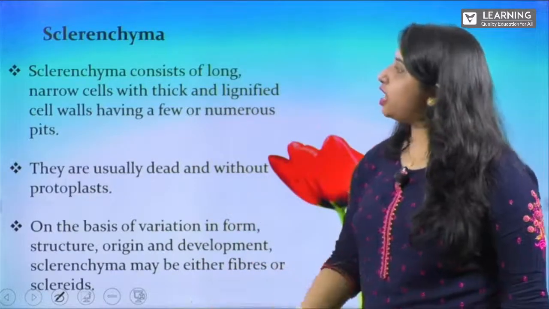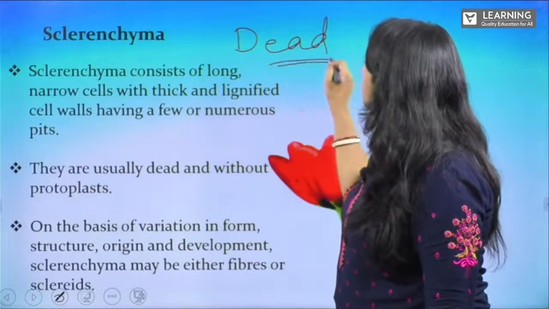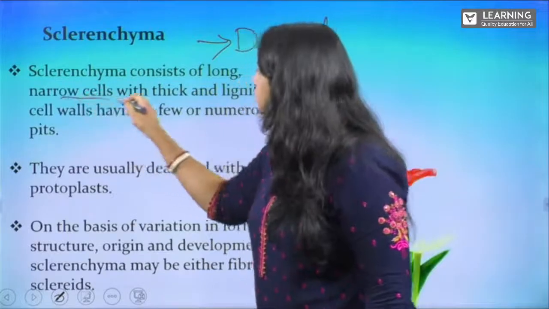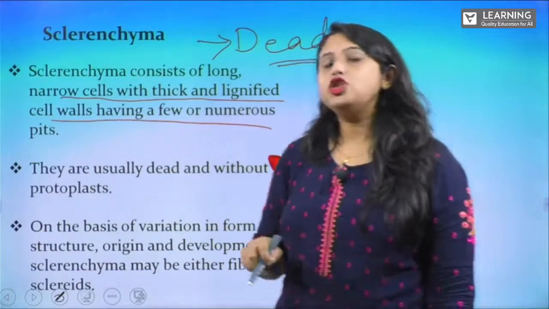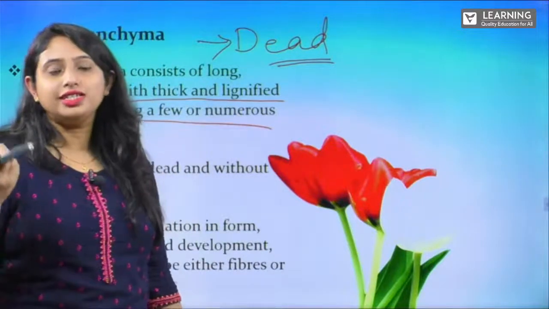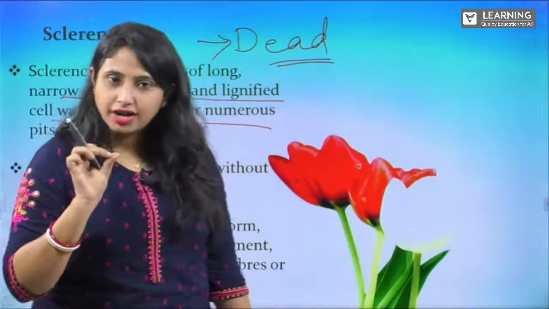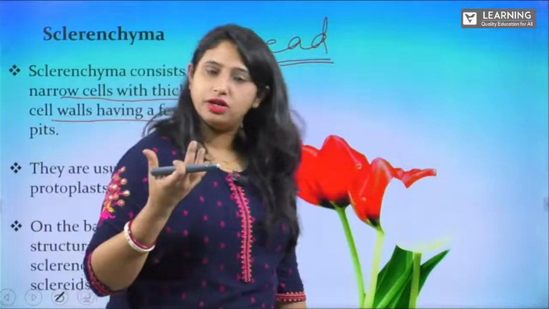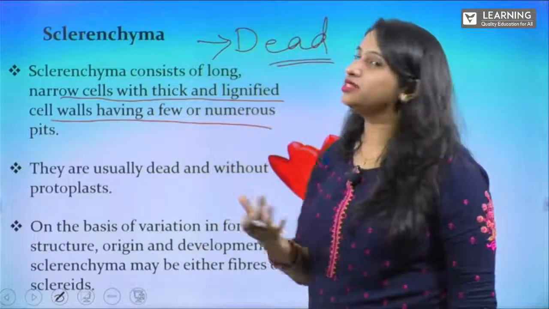Let's move on to the next type, which is your sclerenchyma. Here the cells are dead. Sclerenchyma consists of narrow cells with thick and lignified cell walls having a few or numerous pits. Have you seen that when we eat almonds, the outer cover of that is made up of sclerenchyma? Or when you take a guava, the seeds are very hard, isn't it? That is made up of sclerenchyma cells or tissues. We even see this in the coconut. They are very thick.